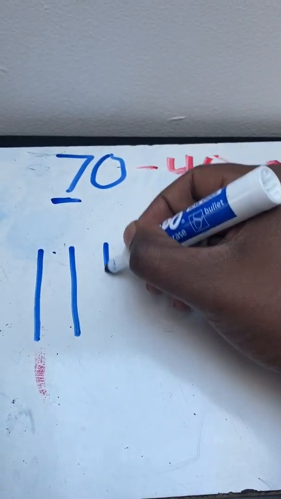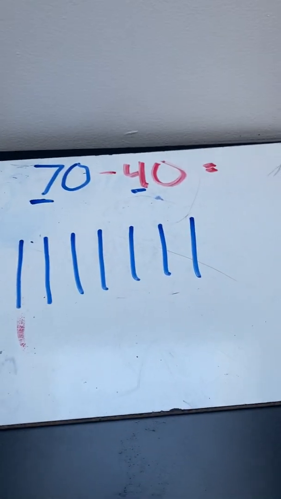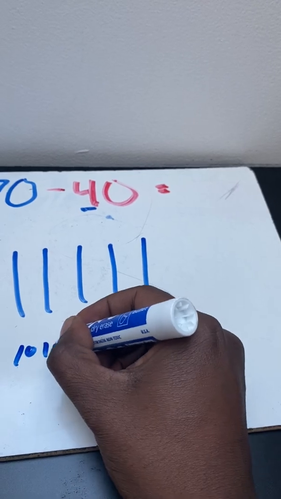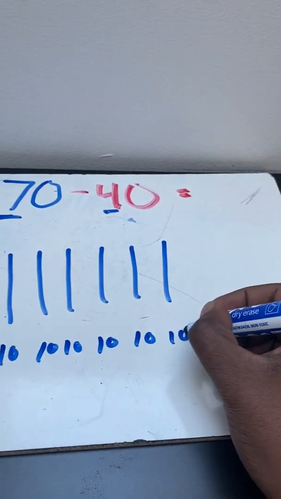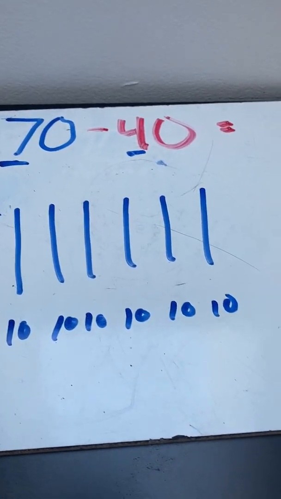10, 20, 30, 40, 50, 60, 70. Just like last time, right? 10, 10, 10, 10, 10, 10, 10. Boom. All right, so here's our 70, and we want to take 40 away.